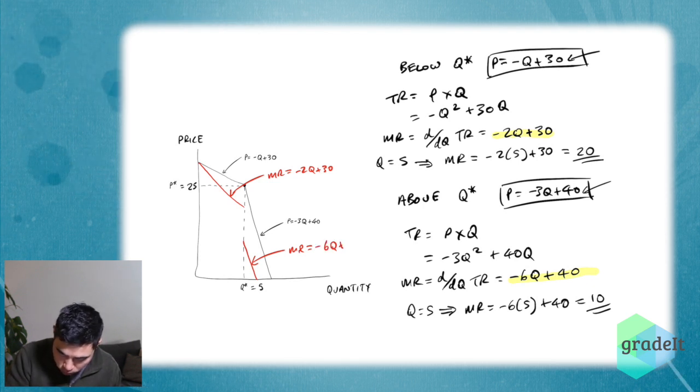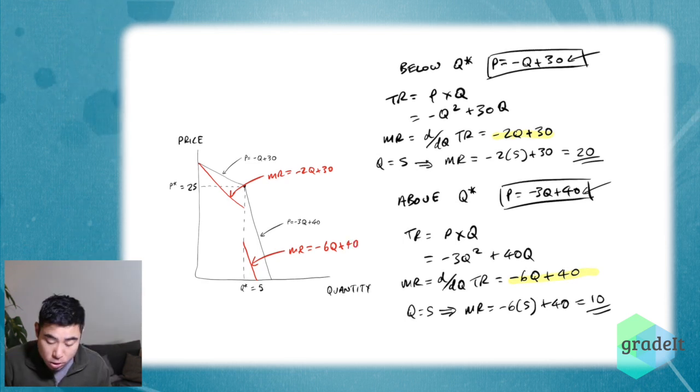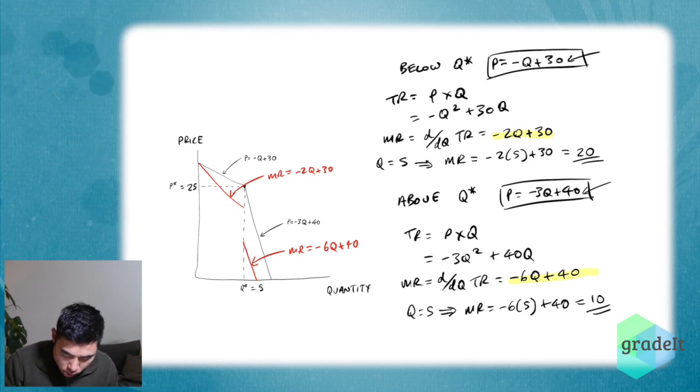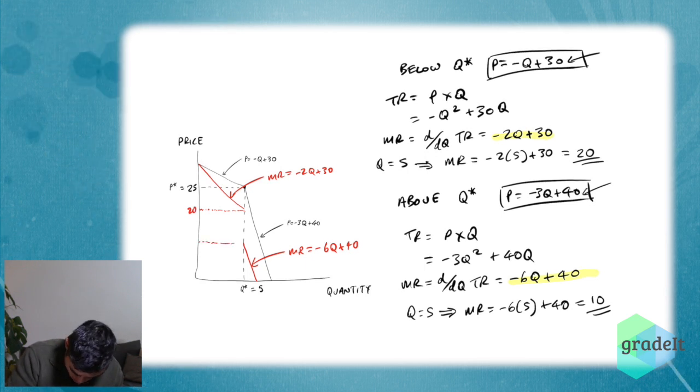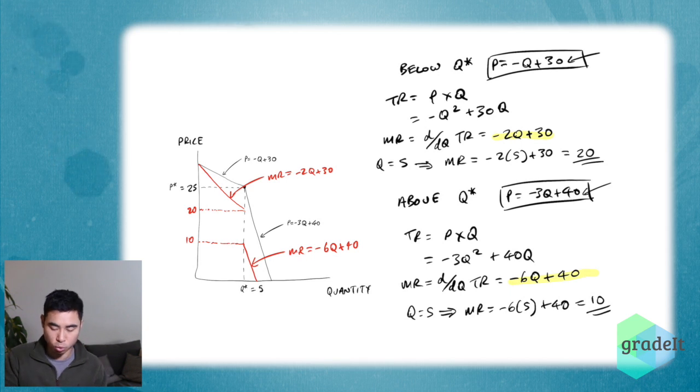minus 6Q plus 40. And notice we have this discontinuity in our marginal revenue curve because as soon as you hit that point where Q equals 5, for our top marginal revenue curve, here marginal revenue was 20, but then for our bottom marginal revenue curve there, we worked out when Q equals 5, marginal revenue is equal to 10. So we have this discontinuity in our marginal revenue curve. Essentially, there's a big jump when you get to that point Q equals 5. We go from marginal revenue equal to 20 to marginal revenue equal to 10.